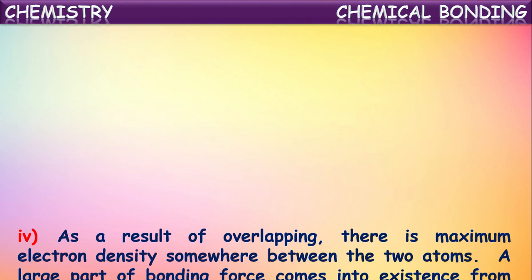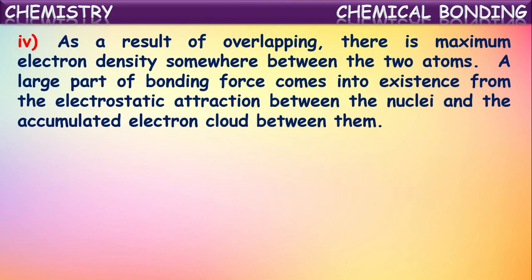Okay. Next point. As a result of overlapping, there is maximum electron density somewhere between the two atoms. So as overlapping is occurring, the two electrons present in these two orbitals will be paired up, and hence it creates a maximum electron density somewhere between the two atoms. A large part of the bonding force comes into existence from the electrostatic attraction between the nuclei and the accumulated electron cloud between them. So in this way, the electron cloud will have maximum electron density between the two atoms.